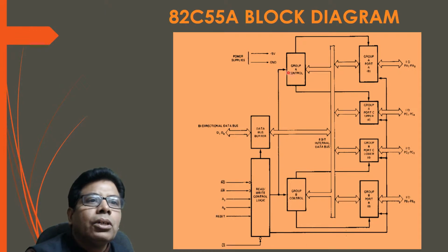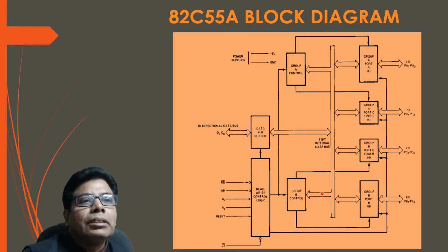Then we have two groups, group A control and group B control. These two controls will control the particular ports. Group A will control port A and port C upper. Whereas group B control will control port B, that is PB0 to PB7, and port C lower, that is PC0 to PC3. And these are the internal buses, the internal data bus. Then the power supply plus 5 volt and ground signals are shown here. So this is the block diagram.